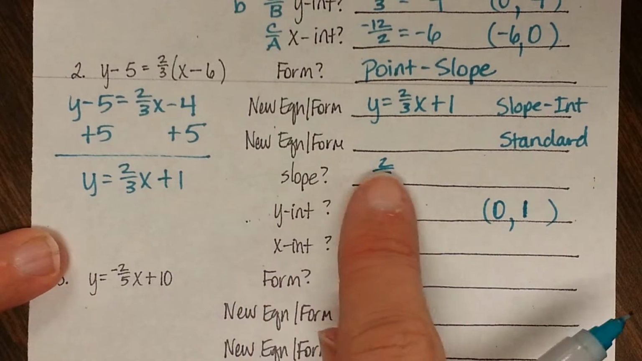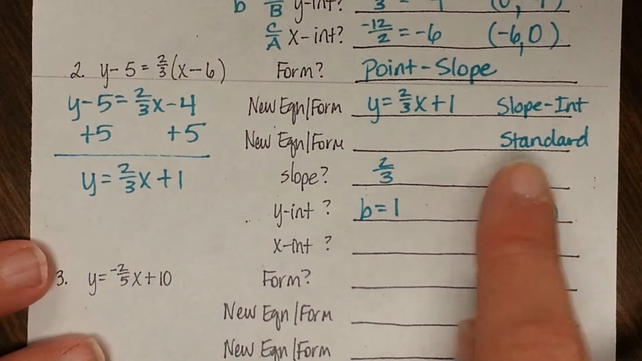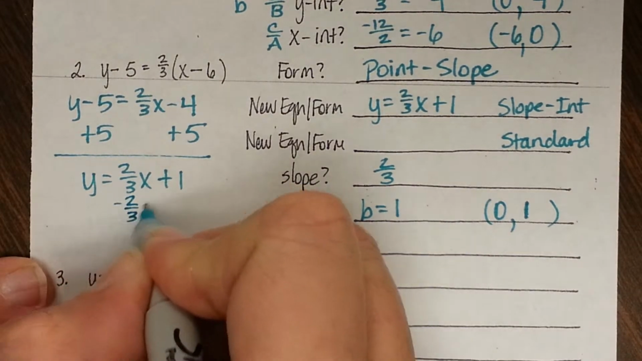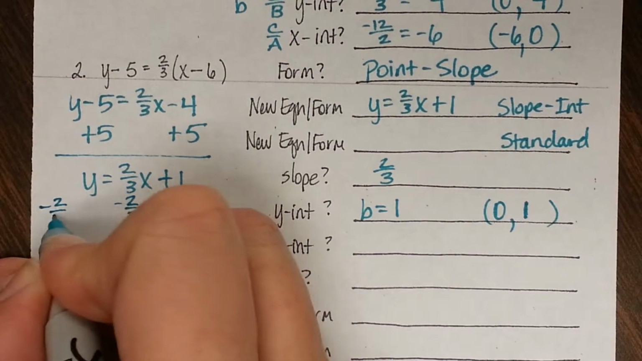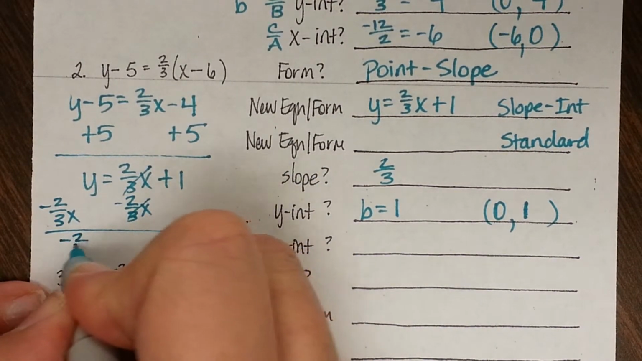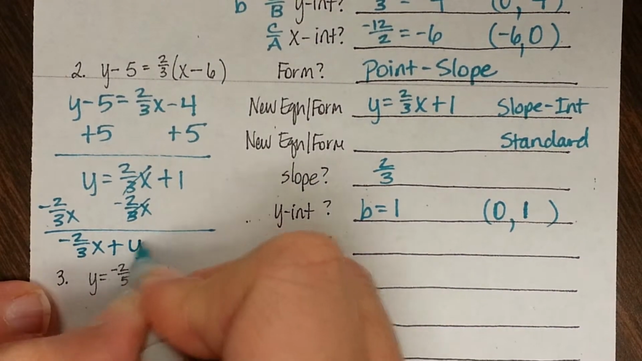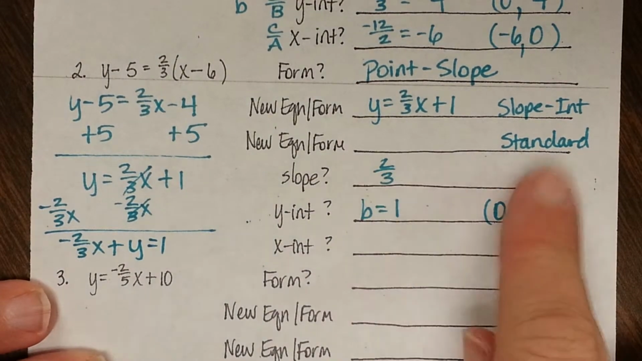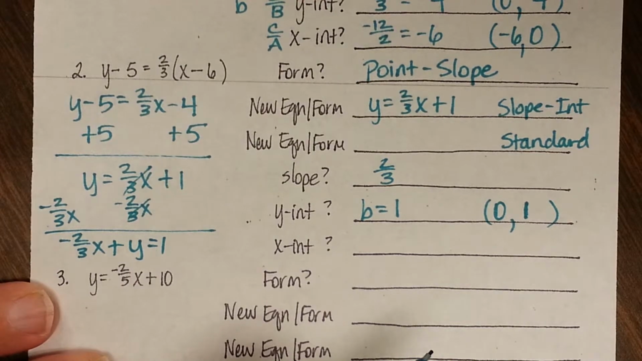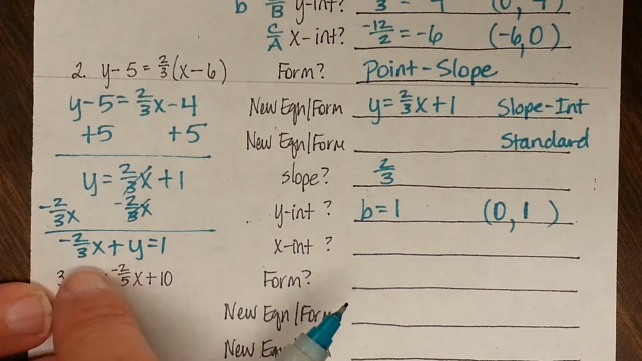Next, I can continue rearranging it to solve for standard form. So I'm going to move this x to the other side by subtracting 2/3 x from both sides, which gives me negative 2/3 x plus y equals 1. Now it's almost in standard form, but remember a, b, and c all have to be integers, or positive and negative whole numbers. So we need to get rid of this fraction.